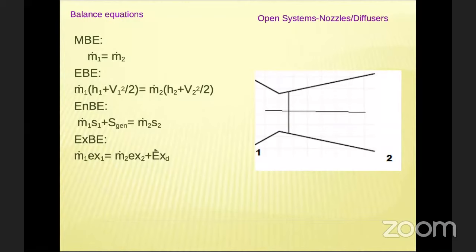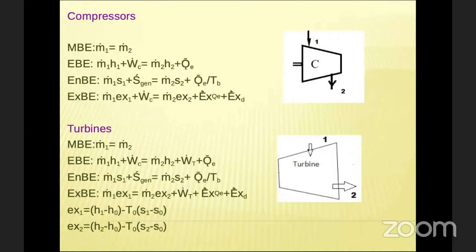Okay, nozzles and diffusers are reverse. Next, we will see one by one the energy transfer devices. So nozzles and diffusers are the energy transformation devices. There is no shaft work in or out, whereas the compressors and turbines are the energy transfer devices.